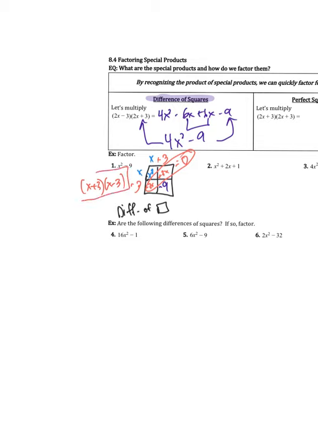Which we talked about as a special product in the last unit. Now we're saying we can factor using the fact that we know and recognize that this is a difference of squares. We can factor that more efficiently.